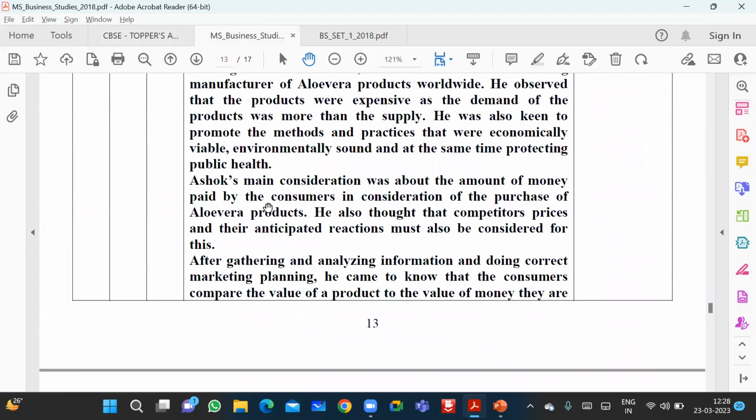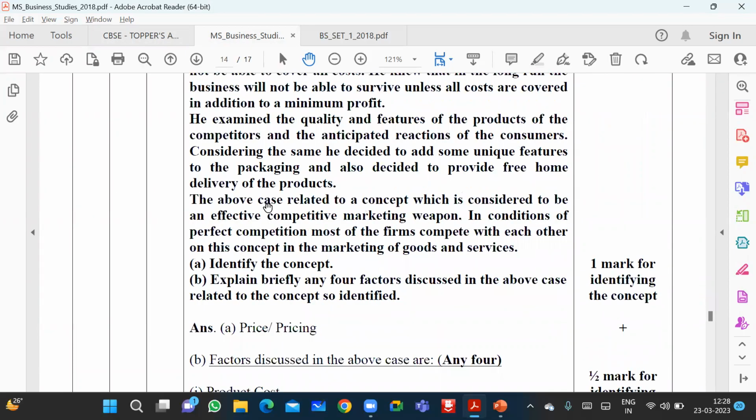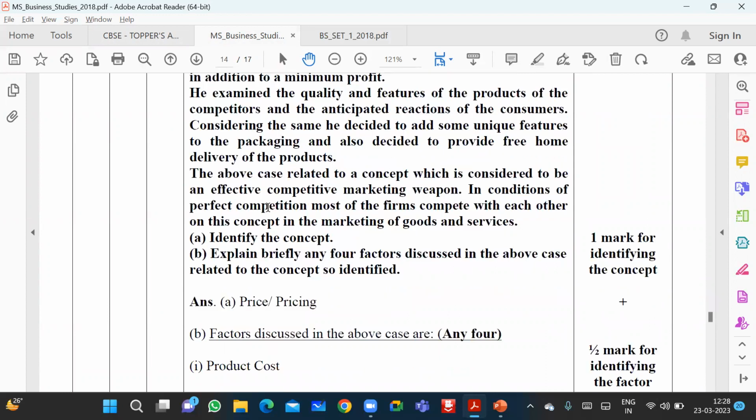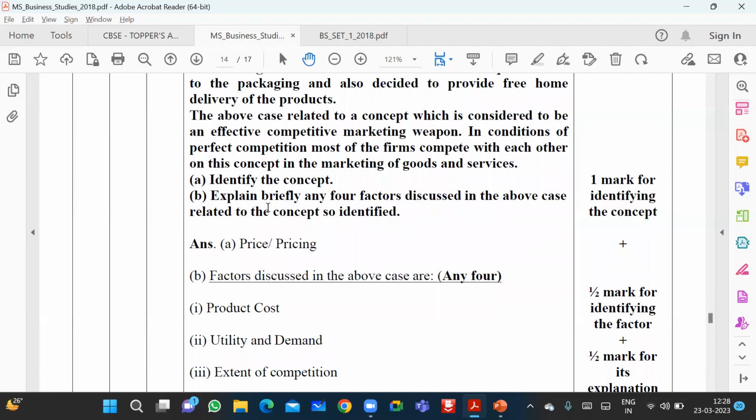Question 22. In question 22, the first point is to identify the concept, and then explain any 4 factors discussed in the above paragraph related to the concept identified. So the first part is identification of the concept. If you go through the question, you will find the concept involved is pricing. So you will get 1 mark for writing the concept, that is pricing. There is no need to explain because it has not been asked. And then you will write any 4 factors.